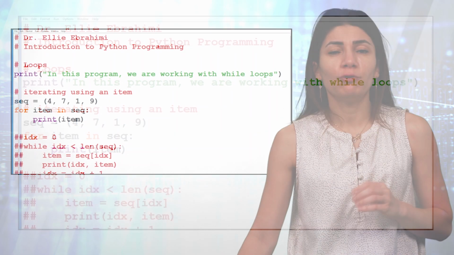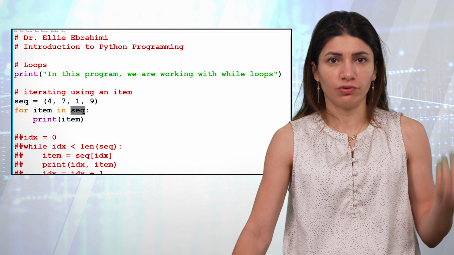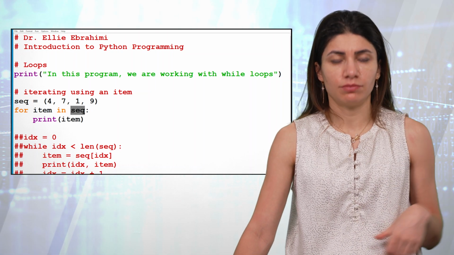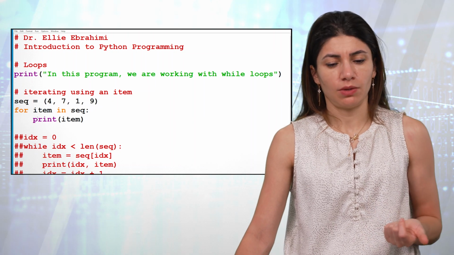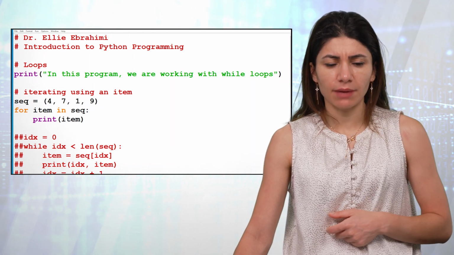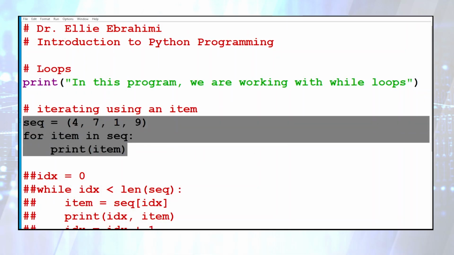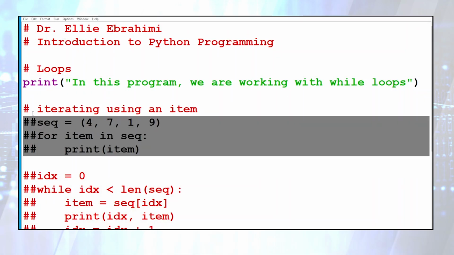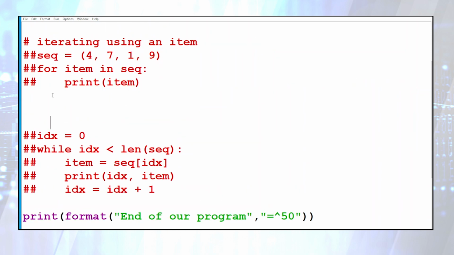But again, for loops are limited. You must have a sequence to be able to traverse over it and take the elements and print them. But if you have a sequence, usually for loops are very, very simple. So in this example, again, we are traversing using an item. But let's say we have a different example. So I'm going to put it here.